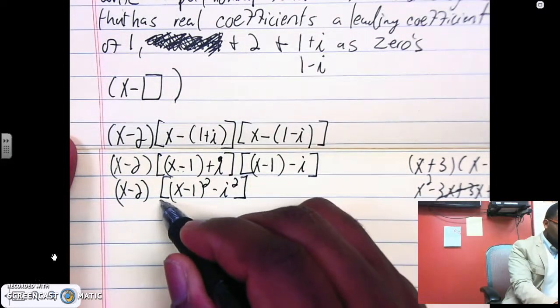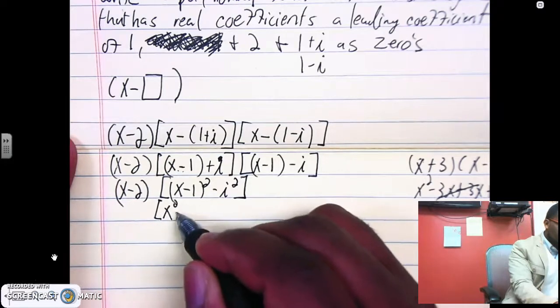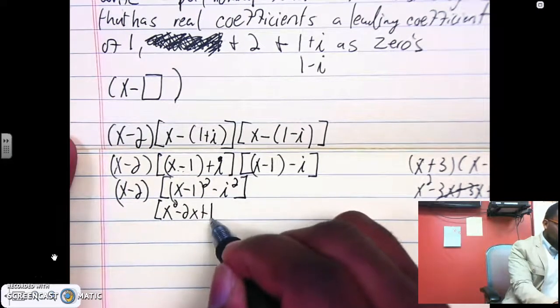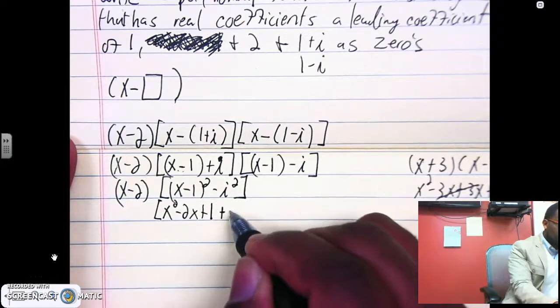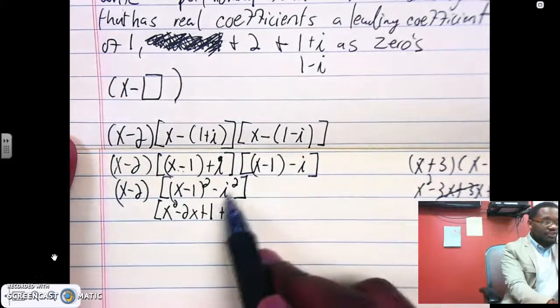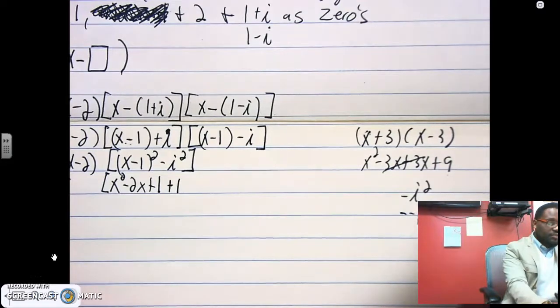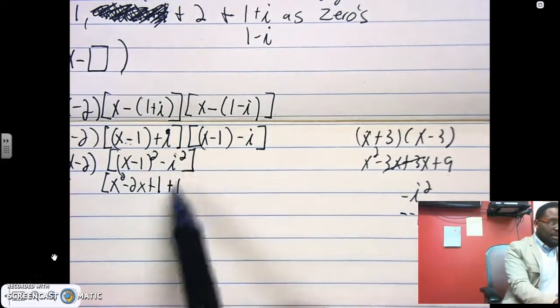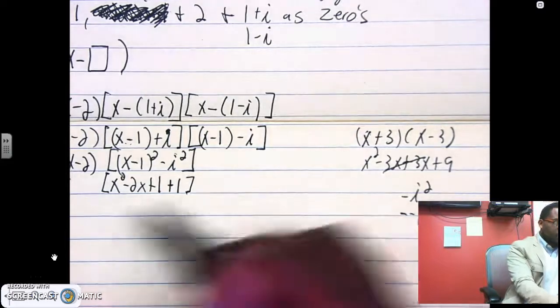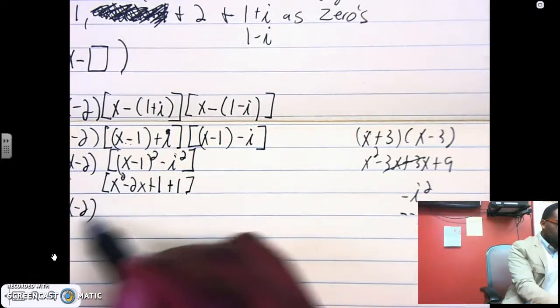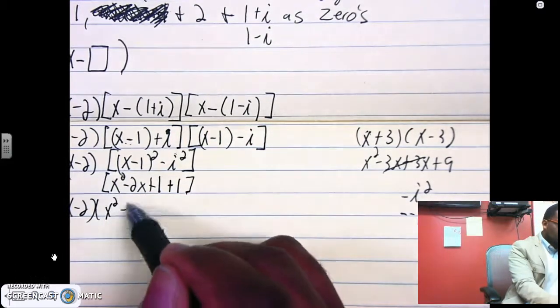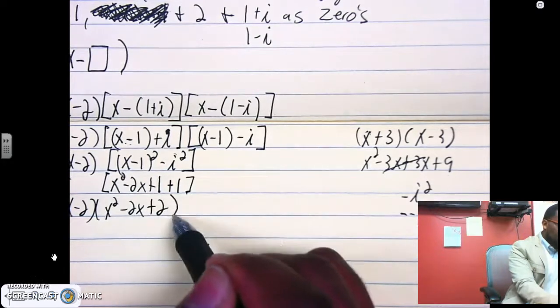This becomes x squared minus 2x plus 1, because negative i squared, if I go off to the side, remember i squared is negative 1, so that equals just plus 1, or positive 1. So that became positive 1. So ultimately, x minus 2 times x squared minus 2x plus 2.